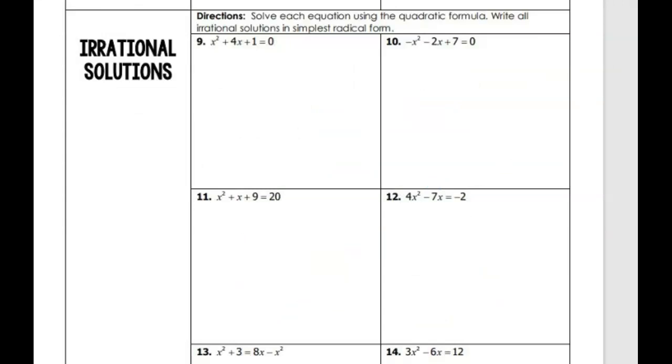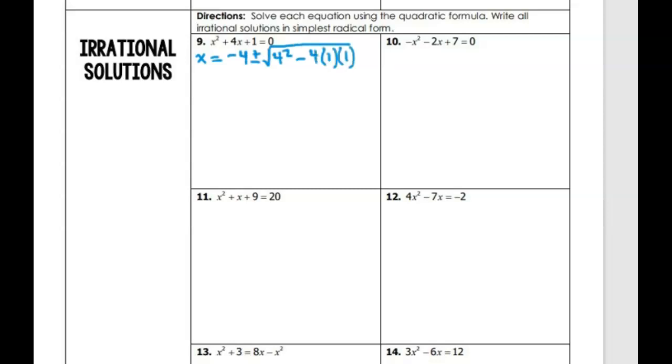We also want to take a look then at the second page of the notes, where we're going to have irrational solutions, which means that you're going to end up with a square root that is not a perfect square. So we'll talk about how to deal with those and simplify those, and how to type them in if you're using a Delta Math or a computer assignment like that.